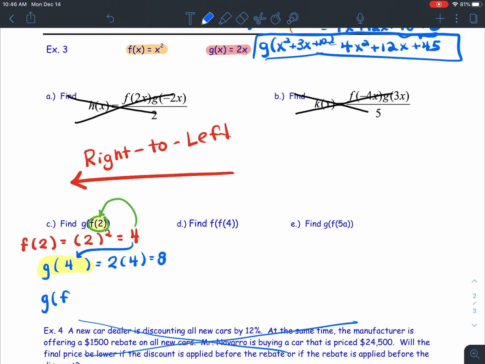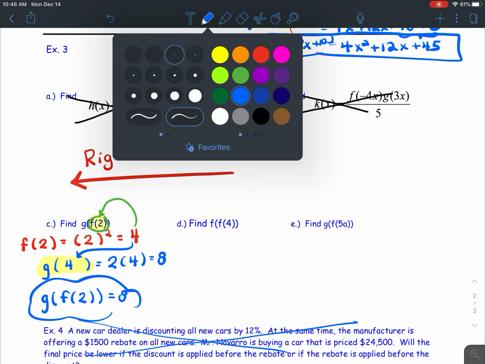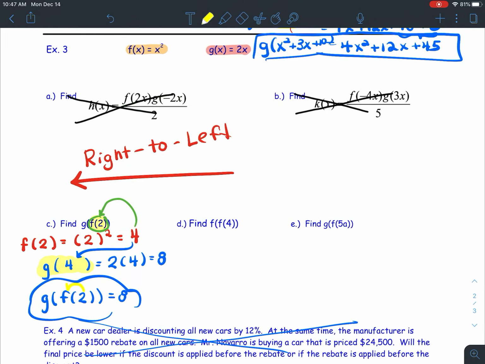I'll go ahead and just label it the same way the original problem was. So essentially what's happening here is you're going to take a 2, dump that into equation f. Once you get that answer, then you're going to dump that number into equation g. Okay, so let's try another one here.